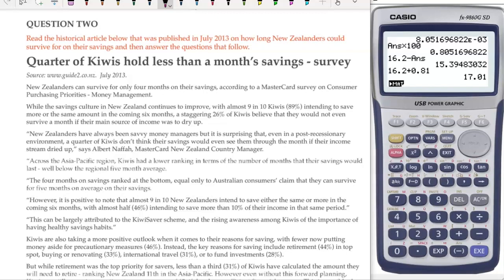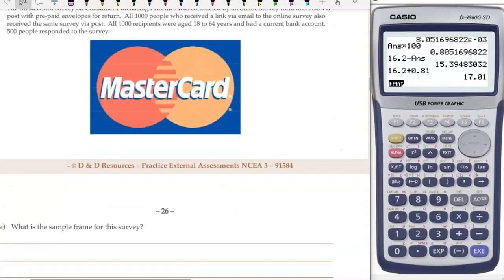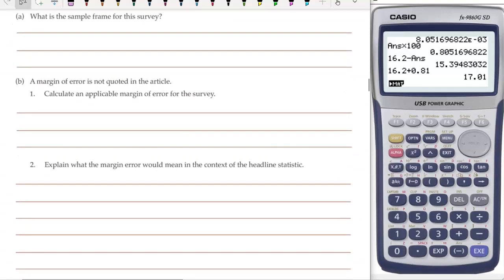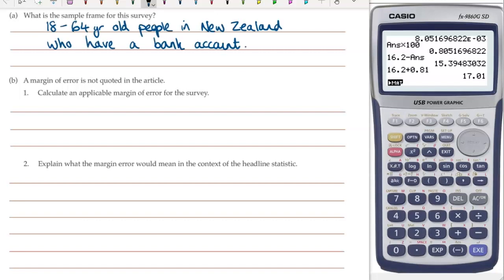On to question 2, and I'm going to assume you have read this article that's all about savings habits in New Zealand, and we'll go on to part A. Beginning with what the sample frame is for this survey. So the sample frame is sort of like the edges that you put around the people that you could sample from. Now, we were told that they were sampling from the 18 to 64-year-old New Zealanders that have a bank account. Then we're asked to work out a margin of error.